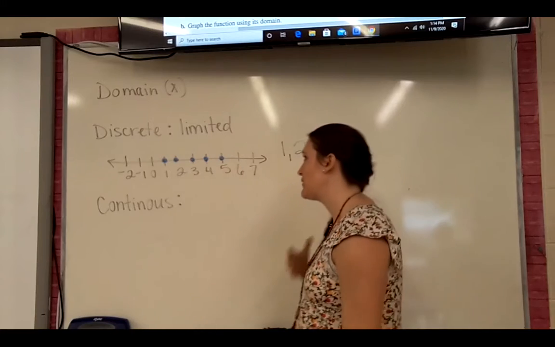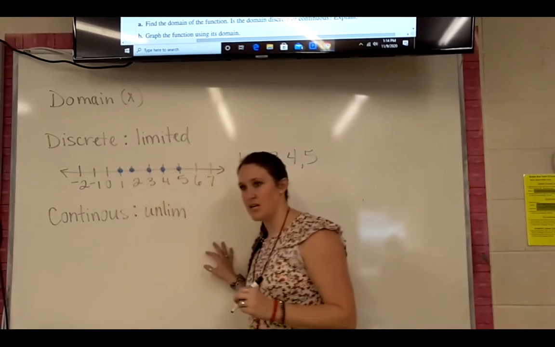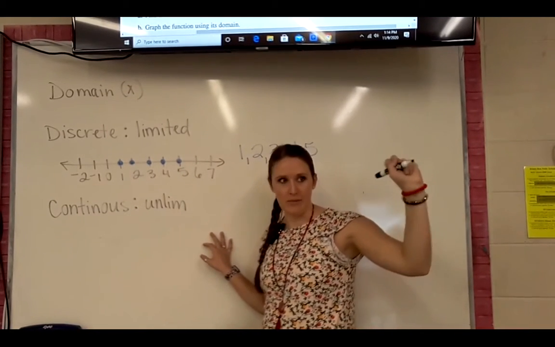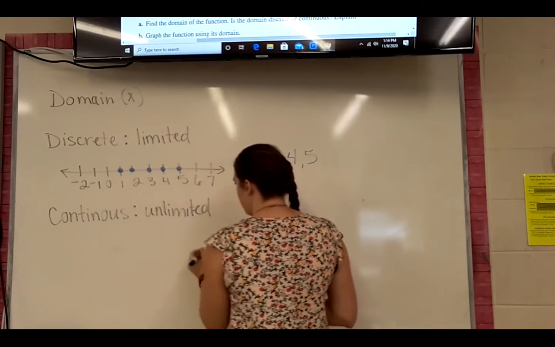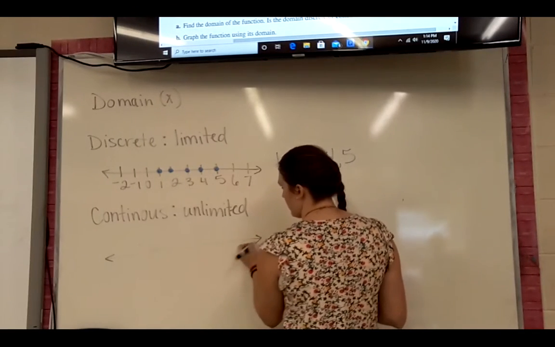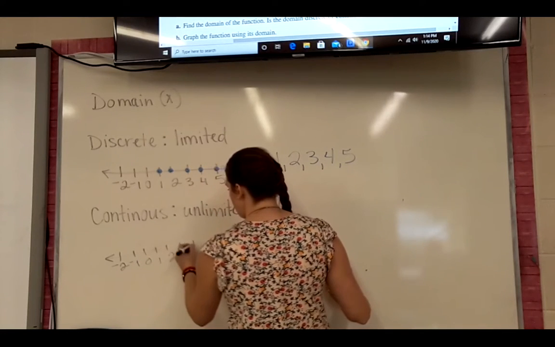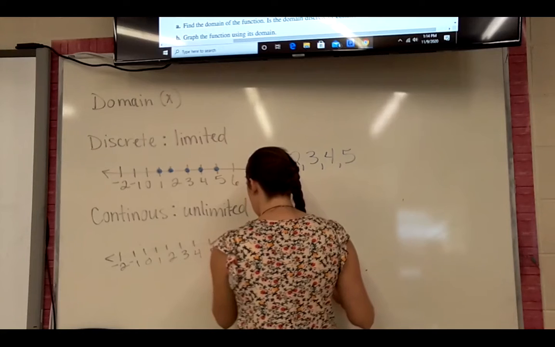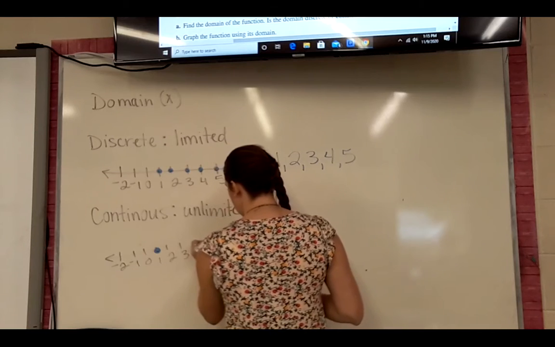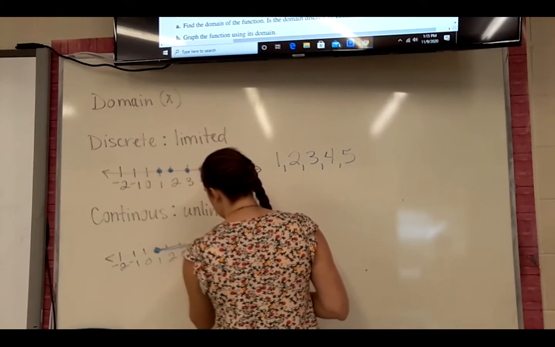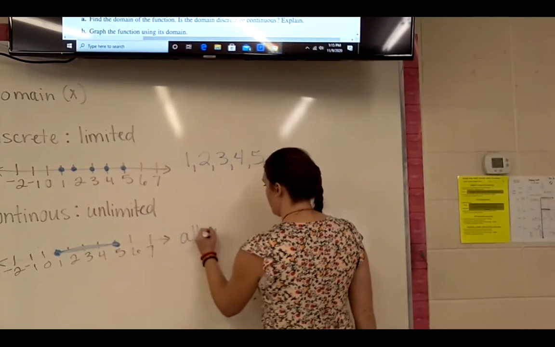Okay, so if you want to say the word unlimited, you could. We know if a line is continuous, it doesn't just stop and skip a number and keep going. It means it's solid the whole way, everything in between. So then draw that number line. Same number line. And it would be all numbers from 1 to 5.